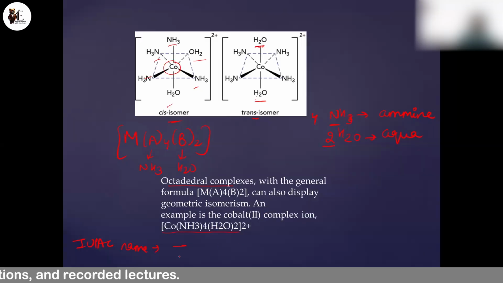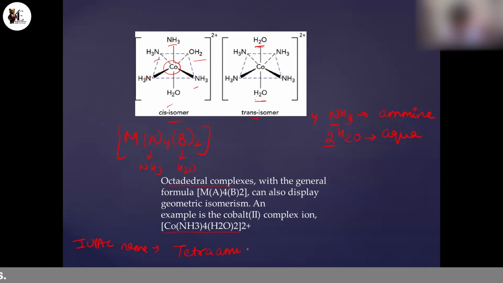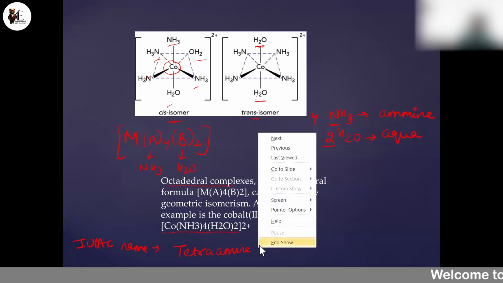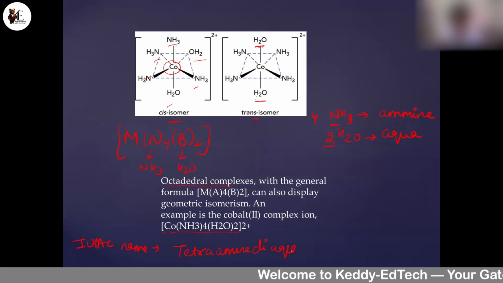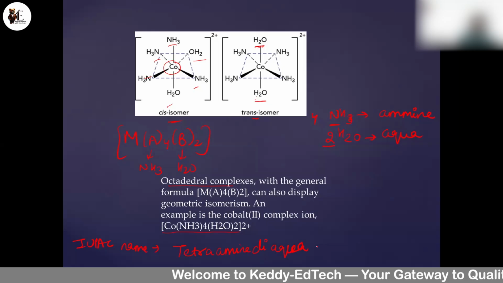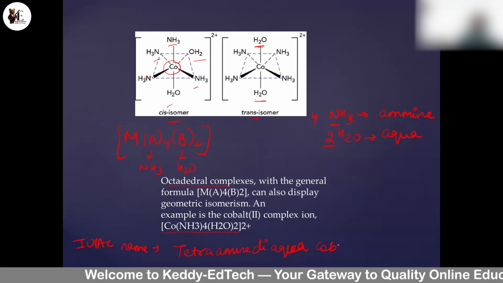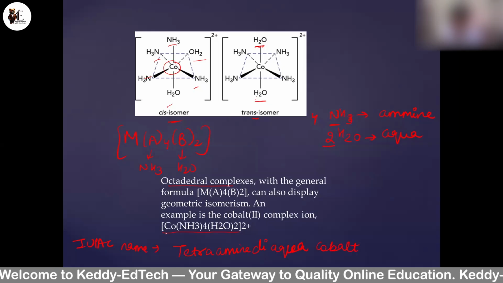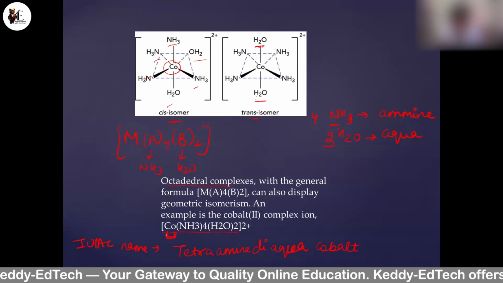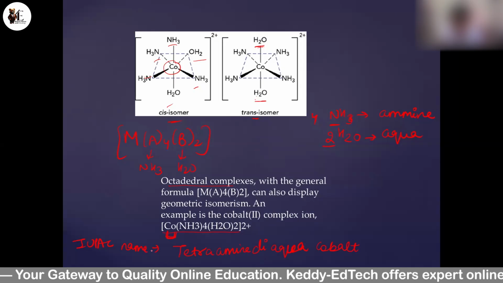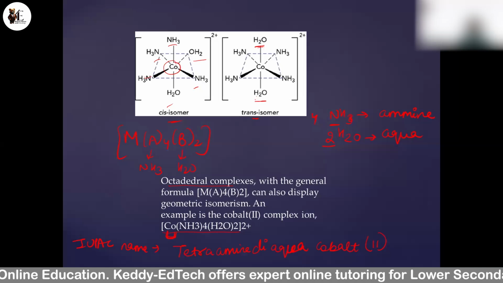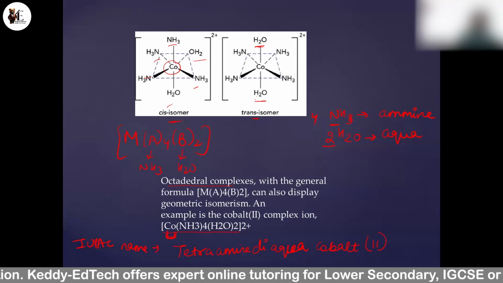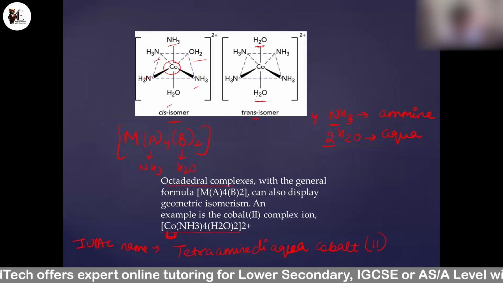So you will write first tetraammine. Then there are 2 aqua, so you write diaqua. Then the name of central metal, cobalt. Tell me the oxidation state of cobalt. Ma'am, 2 plus. So the IUPAC name will be tetraamminediaquacobalt(II).